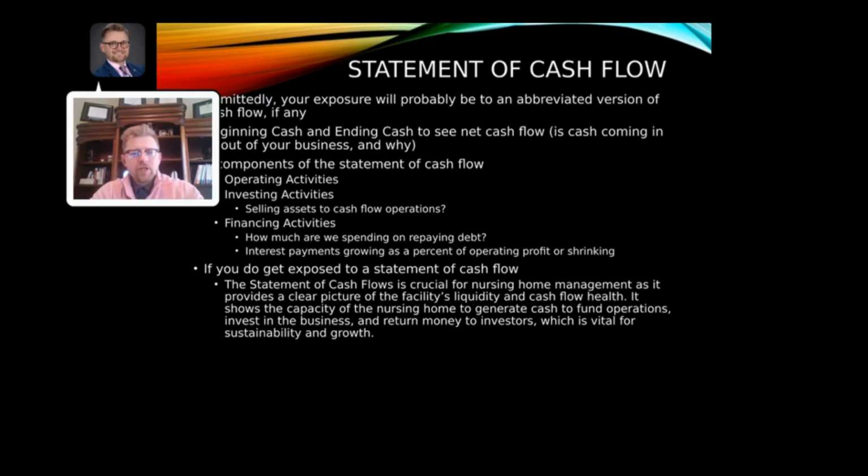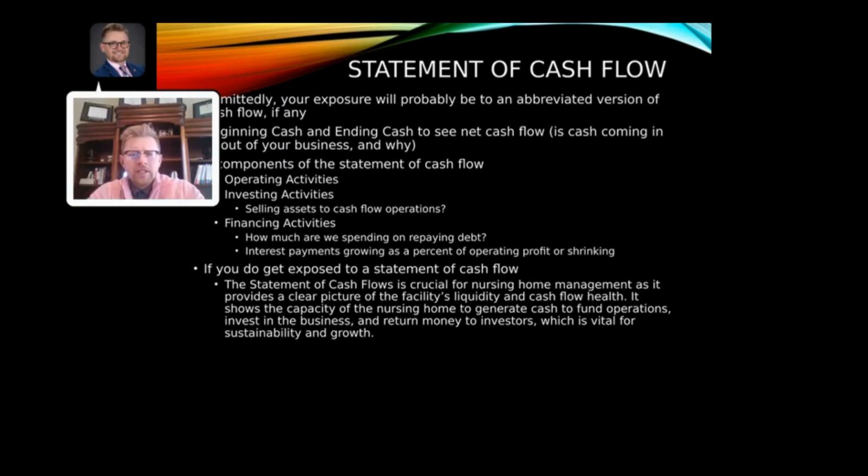The investing activities, the reason why I bring that up is because if you're working for a company and let's say you are privileged enough to see the whole company statement of cash flows, you would like to see positive cash flow because of the operating activities. If you have positive cash flow, but it's because of investing activities, that could be a little suspect.